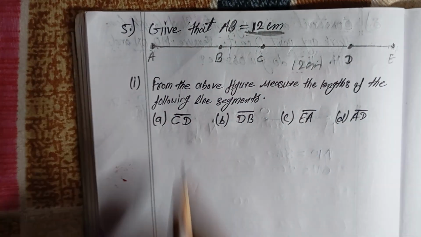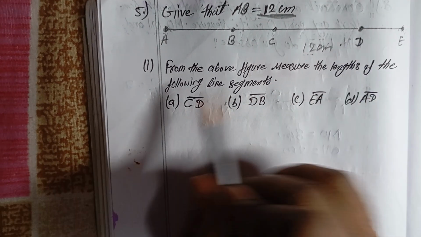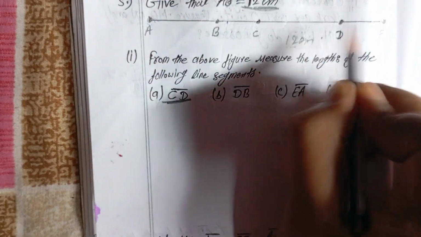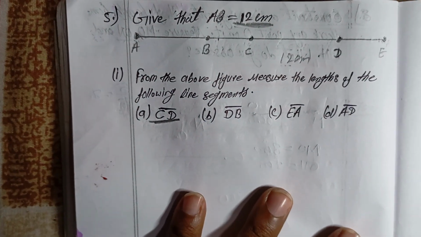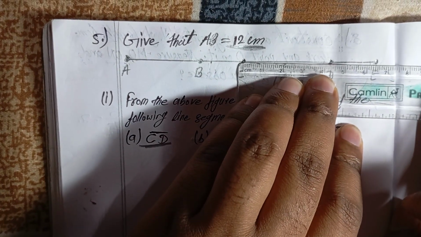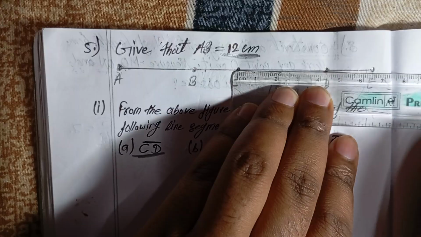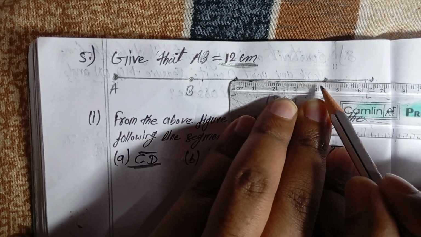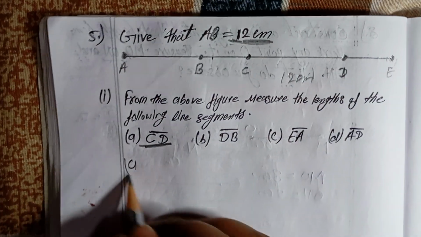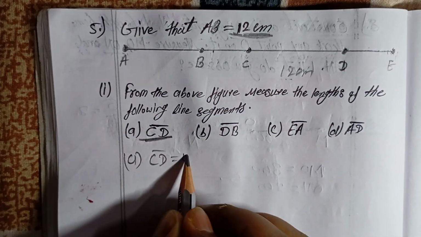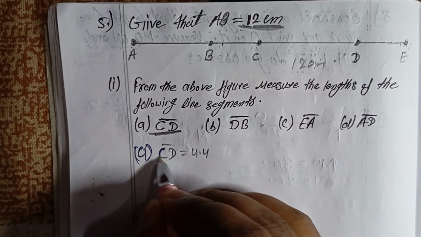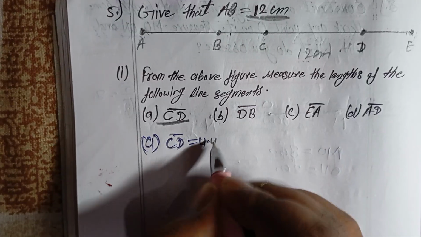Now, what is this question telling? From the above figure, measure the length of the following. Now we have to measure the distance between C and D. This is C and this is D. Measure how much distance they have. Take this one: 1, 2, 3, 4, it's going to be 4.4. So the distance CD is equal to 4.4. So the answer for A is CD equals 4.4.